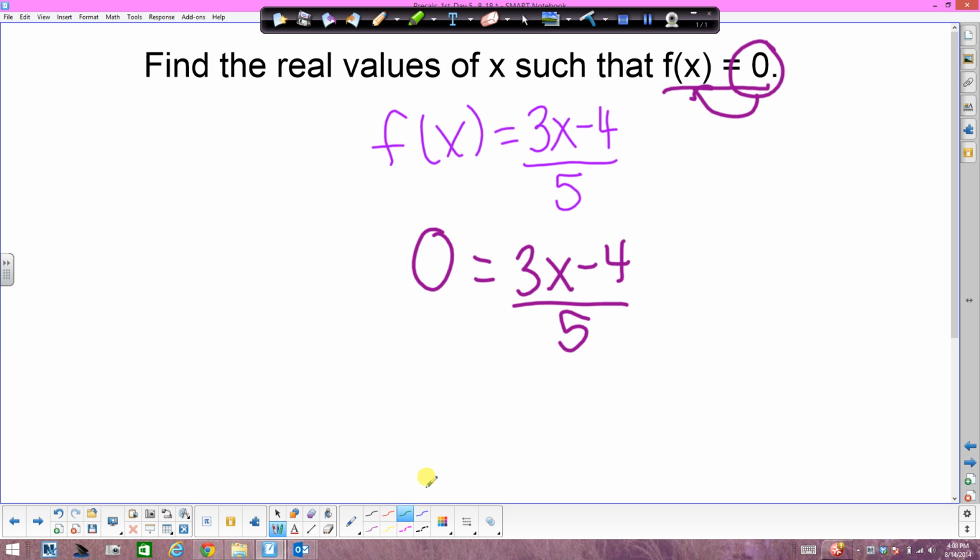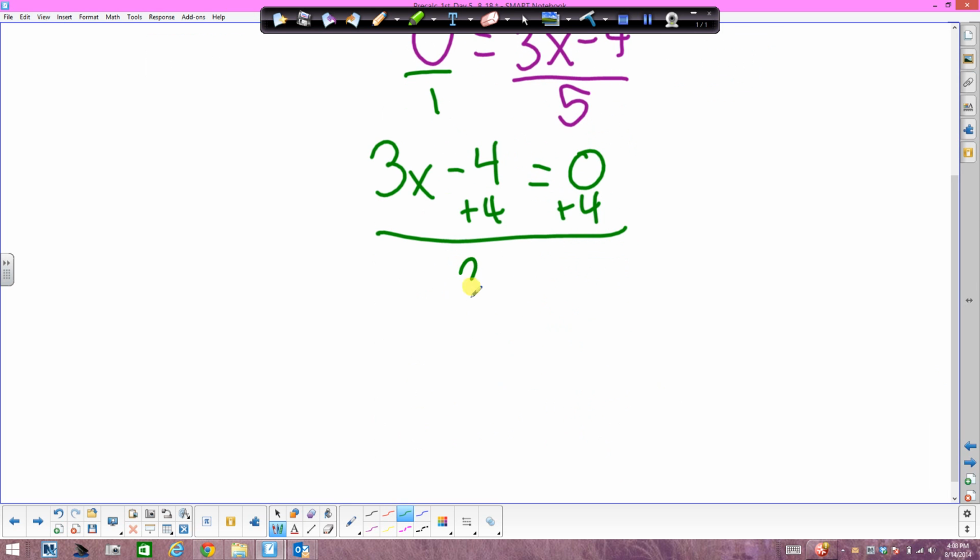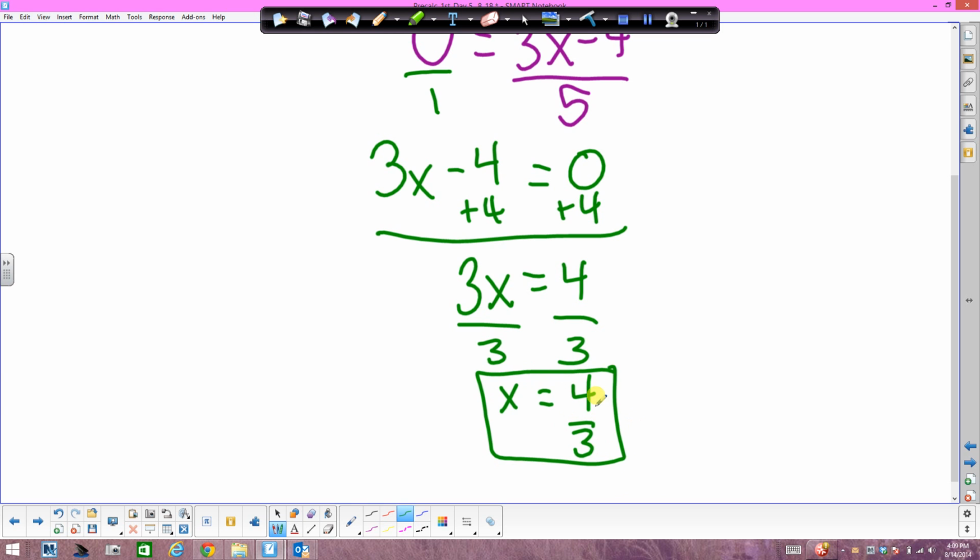So there's several ways you could solve this, but I'm going to put 0 over 1 and cross multiply. So 0 times 5 would give us 0. 3x minus 4 times 1 would give me 3x minus 4. And then to solve, we add 4, and divide by 3. So x equals 4/3 when f of x equals 0.